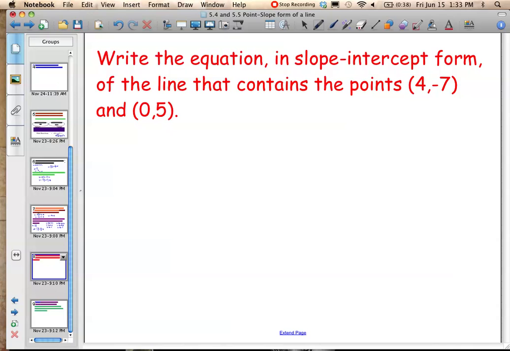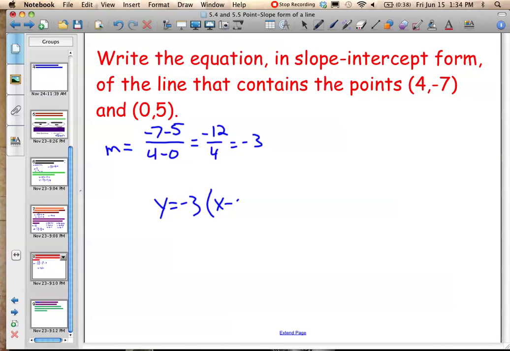Great. So let's write the equation in slope-intercept form of the line that contains these 2 points. Well, let's see if we can do this now. Can we find the slope first? Negative 7 minus 5 over 4 minus 0. So the slope is negative 3. Let's go to the equation. It doesn't matter what point we use. I notice that we have a point 0, 5, so I'm going to choose that one for my x value. Because what's x minus 0? It's just x. So we can leave it just like that.